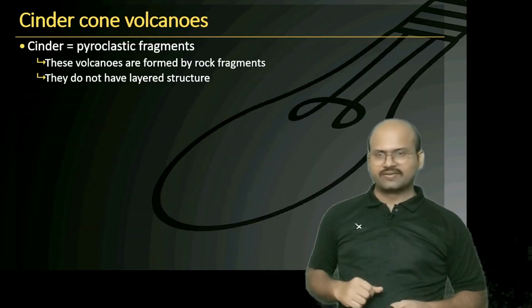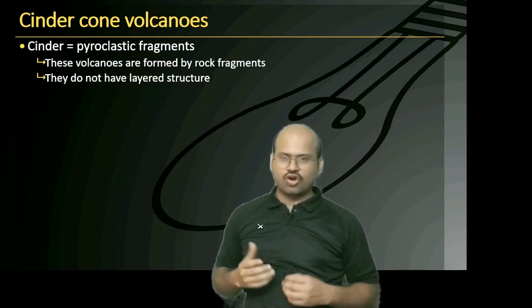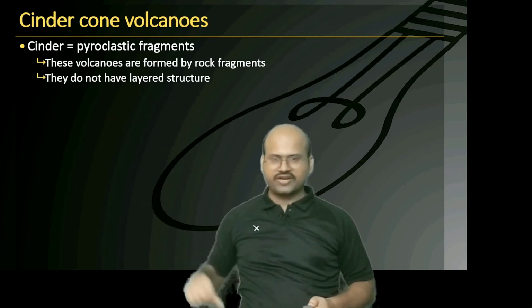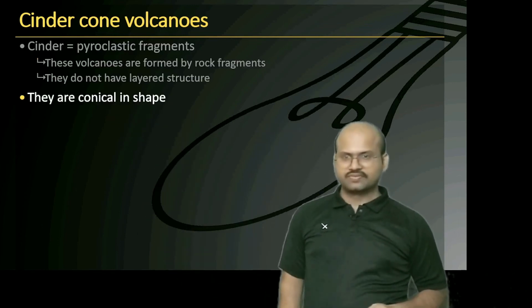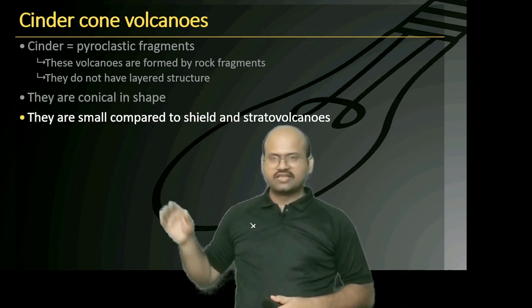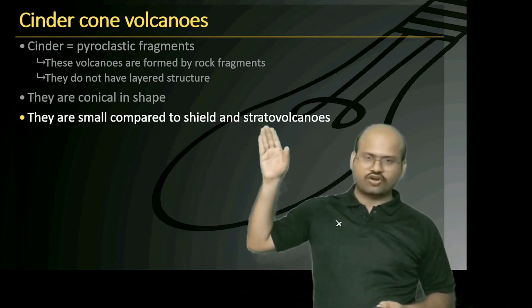Let's see it in detail. Cinder is equal to pyroclastic fragments. So we have seen that they are formed of rock fragments. They do not have a layered structure, as we have already discussed and seen in the animation. They are also conical in shape. These volcanoes are bigger than lava domes, but they are small compared to shield and stratovolcanoes.